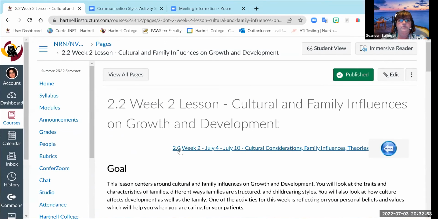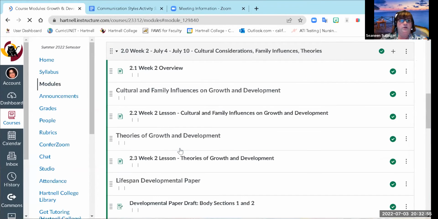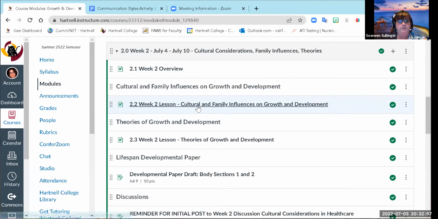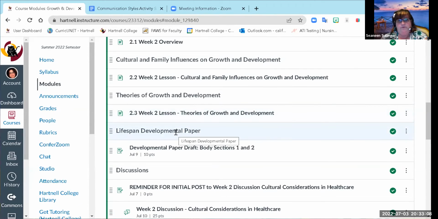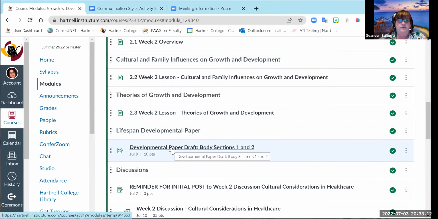And if you click here, it will take you again back to the module. So you've done this part of the module, then you're going to go to theories and work through that lesson and do those assignments. Now, remember, moving forward, you've done the introduction for your paper. So now it's going to be the draft of the body sections 1 and 2.